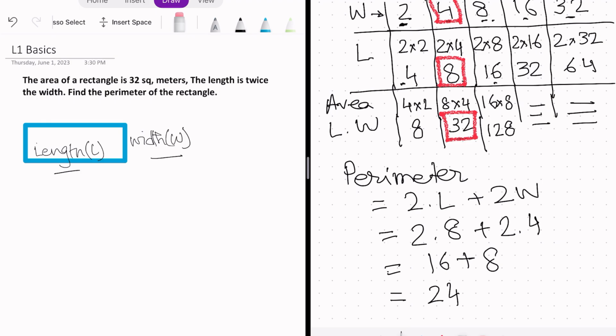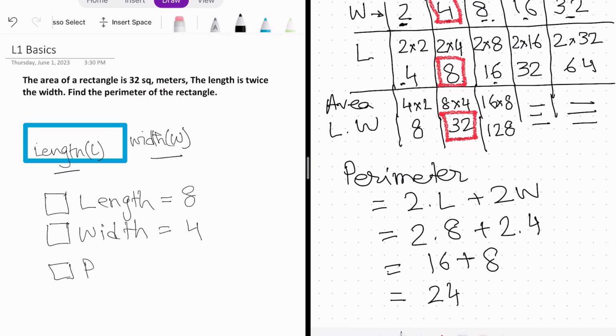So the answer is the rectangle has a length of 8. The width of the rectangle is 4, and the perimeter of the rectangle is 24 meters.